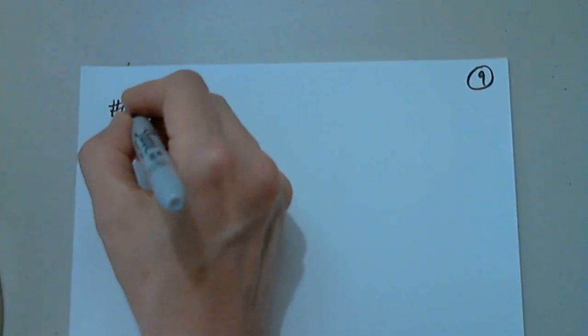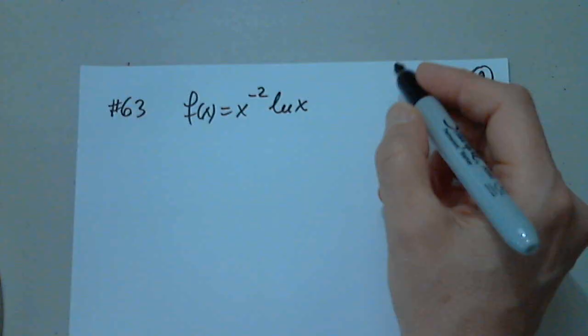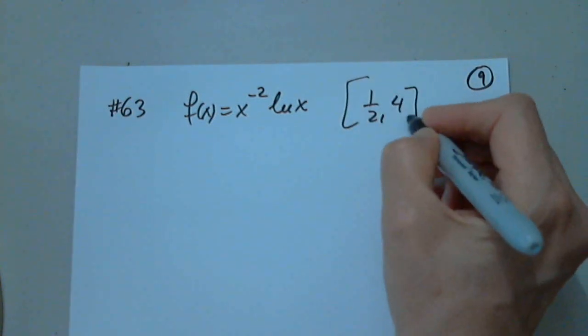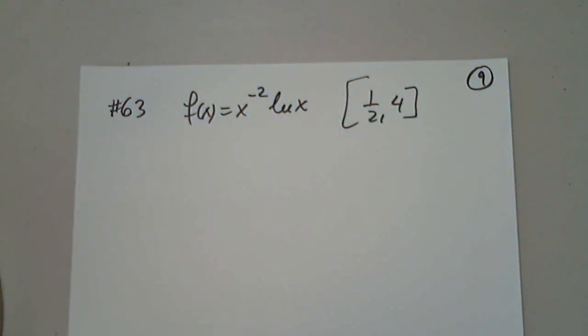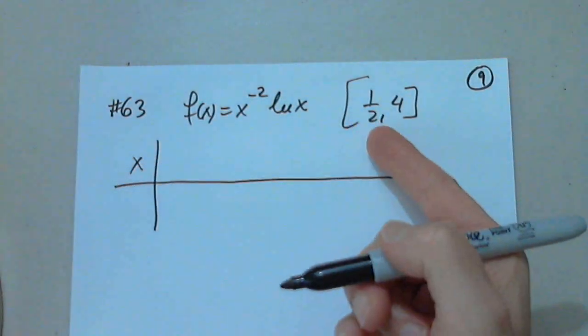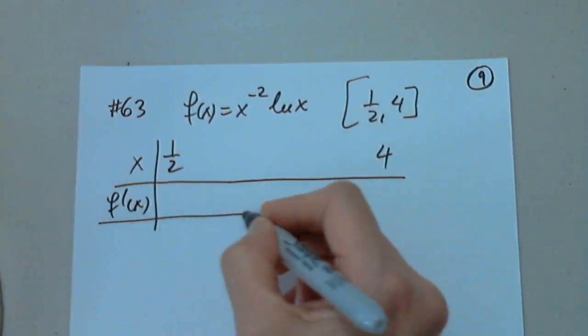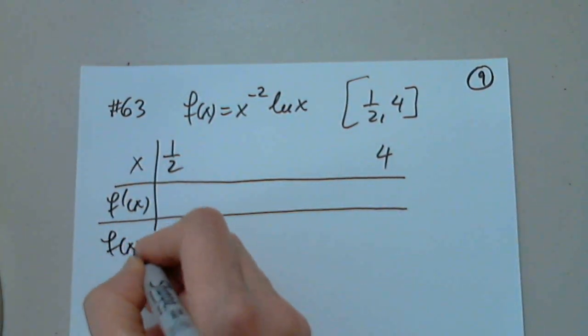So page 9, what was that function? It was x to negative 2, so 63. f of x equals x to negative 2 natural log x, and the interval is 1/2, comma 4. Awesome. Perfect. Good. I get my table going. It has to be exactly what I'm given. I have to have f prime, and I have to have f of x.